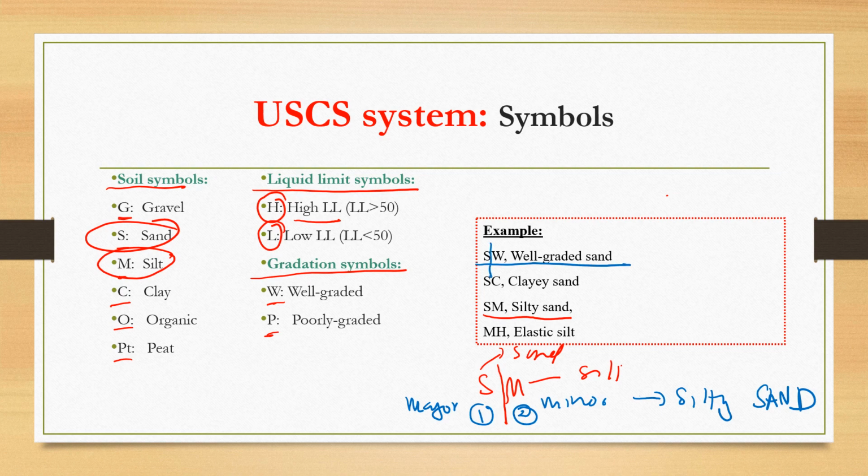Same thing with this one. The first letter is S, so we know that the type of soil is sand. But if you want to describe this sand further, it is well graded. SC means the main is still sand, but it has a minor amount of clay. We call it clayey sand. H, we know that H is high, but why is it put as elastic? Elastic is actually for high plasticity, so it can also be put as elastic.